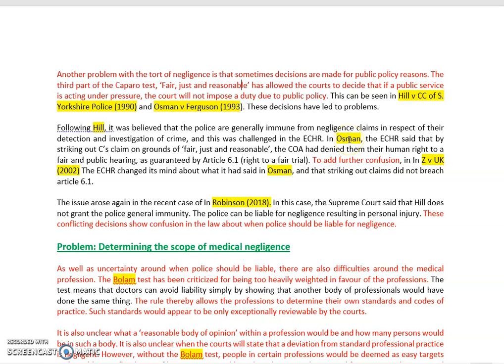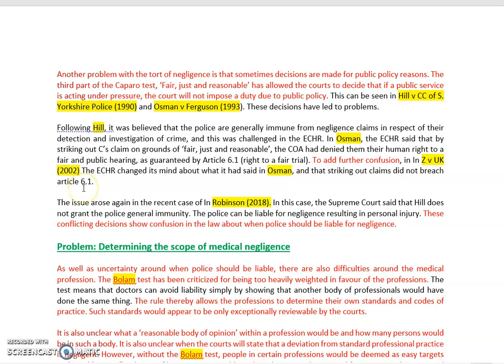And in Osman, the European Court said that in striking out the claimant's claim on grounds of fair, just and reasonable, the Court of Appeal had denied them their human rights to a fair and public hearing, as guaranteed under Article 6. And to add further confusion, in the case of Z v UK, the European Court of Human Rights changed its mind about that. It changed its mind about its decision in Osman and said that striking out claims didn't actually breach Article 6.